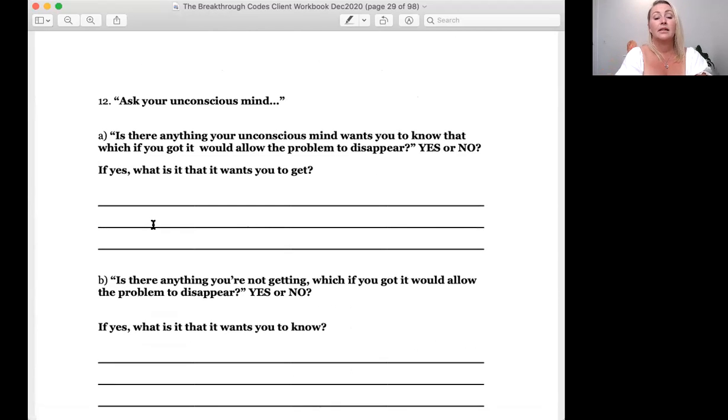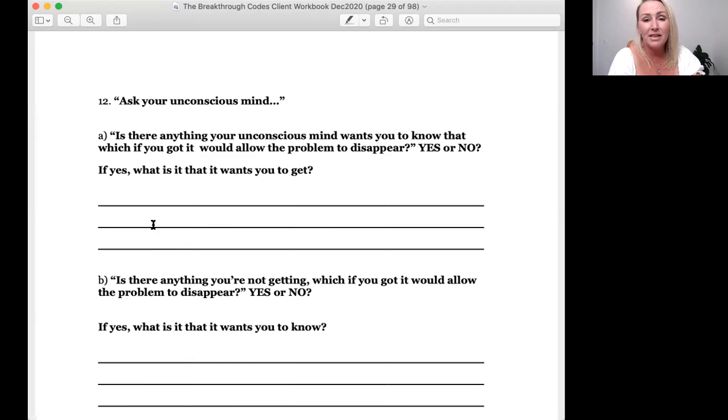Next is ask your unconscious mind. This is a beautiful question. Is there anything your unconscious mind wants you to know that which, if you got it, would allow the problem to disappear? Yes or no? If they say yes, then you say, good, what is it? What does it want you to get? And their unconscious mind is going to give you some absolute gold and magic here.